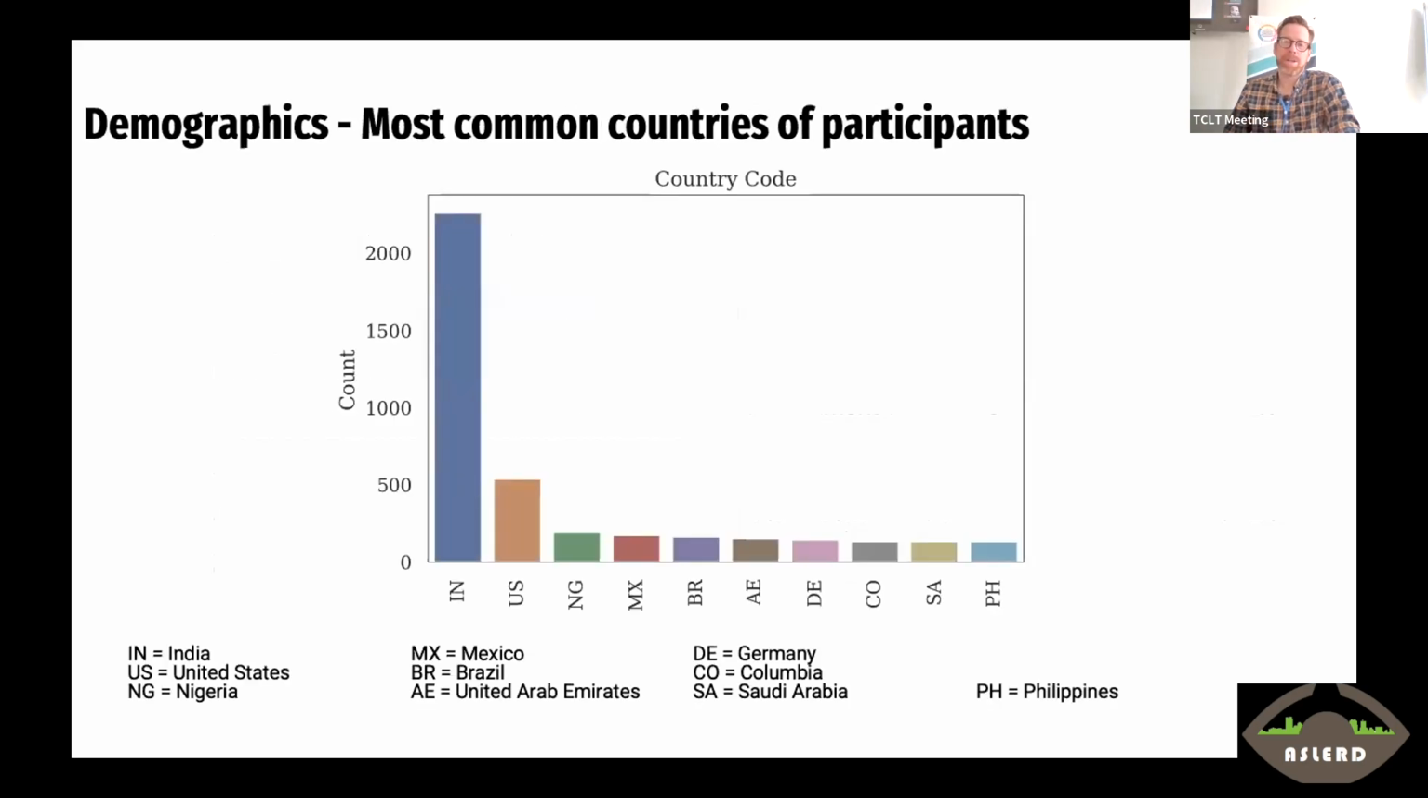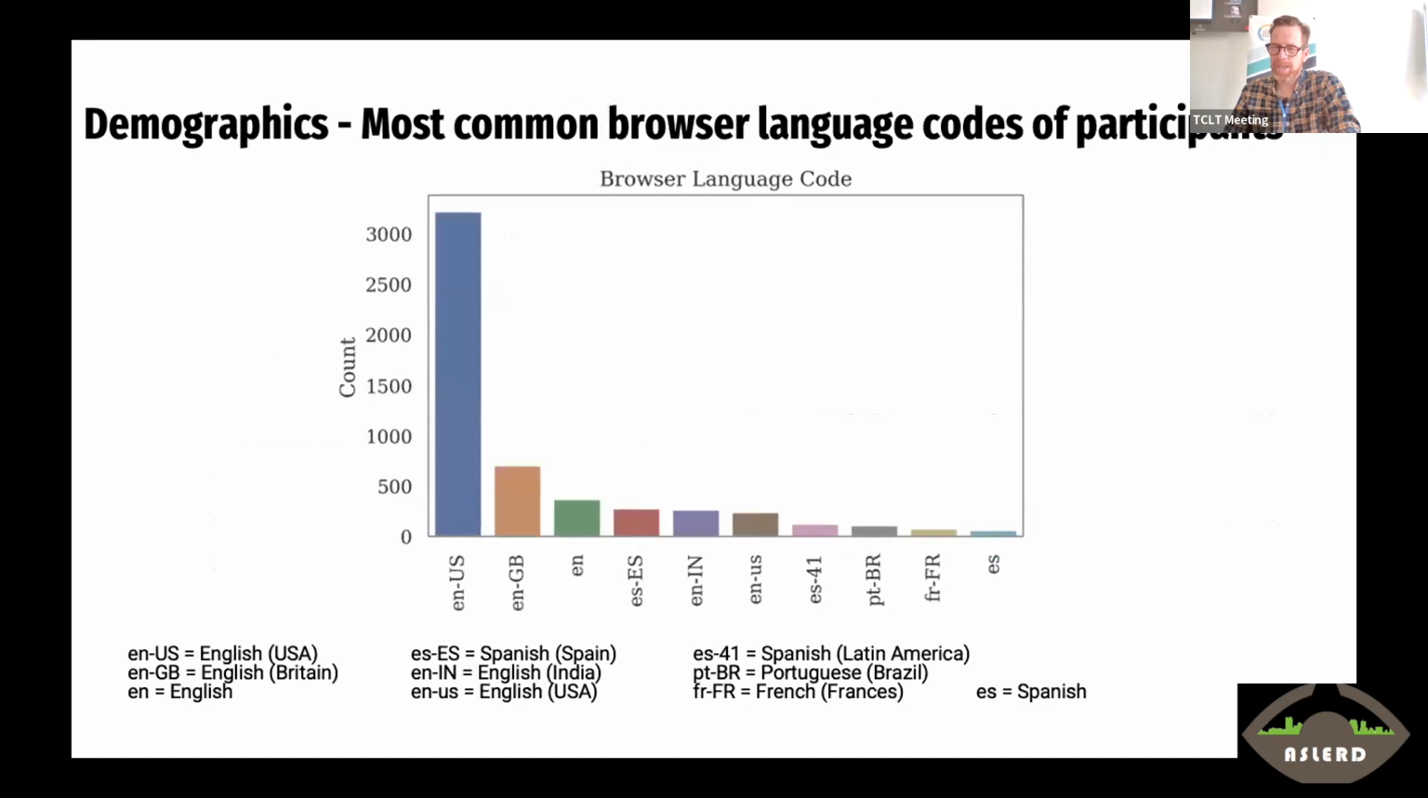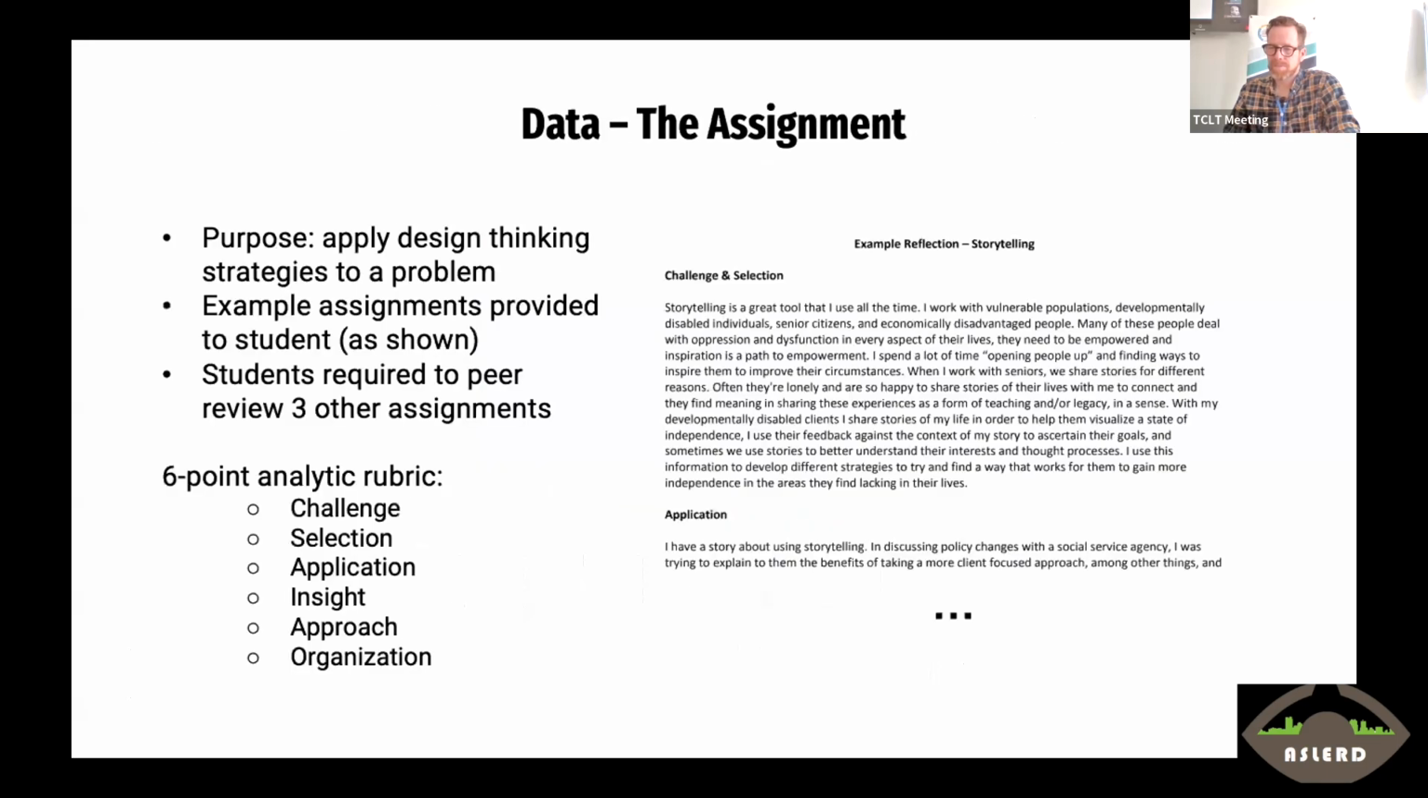So this is a little bit about the students. You can see most of them are from India, followed by the US and Nigeria. And we tried to figure out what their most common language was, or the language they're using, by looking at their browser languages. And most of them are speaking English or using English settings in their browsers.